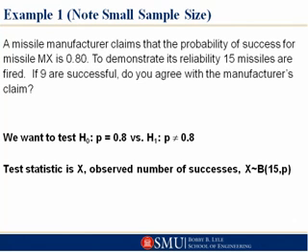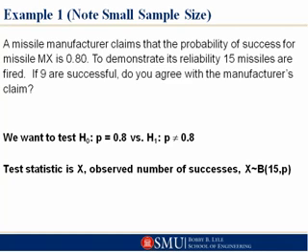So let's look at an example. Back to the missile manufacturer who claims the probability of success for a missile MX is 0.80. To demonstrate its reliability, 15 missiles are fired. If 9 are successful, do you agree with the manufacturer's claim? Based on this information, we'll set up a test that says our null hypothesis is that, as the manufacturer says, it's 0.80. And the alternative, we'll do a two-sided test and say that the probability of success for a missile is not equal to 0.80. So it could actually be less, could be more.